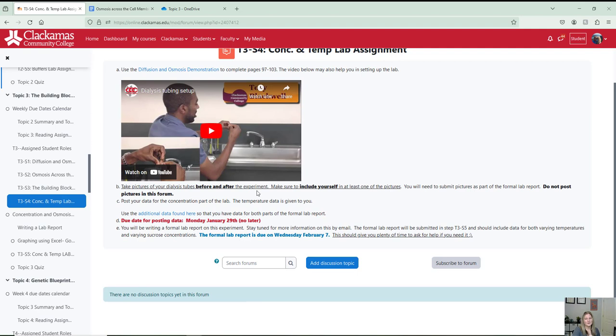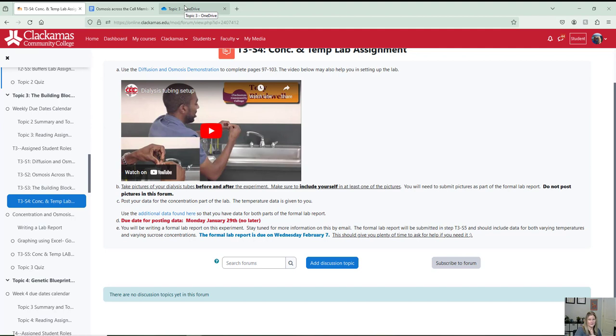Before you put your dialysis tubing into the cups of solution, make sure you weigh the bags, okay? That way you'll get the weight before you put it in, and then after the dialysis tubing has been sitting in the water for an hour, you're going to take it out and weigh it again. That way you can see, did it gain weight? Did it lose weight? Is the weight the same? Do make sure that you're weighing them before and after.